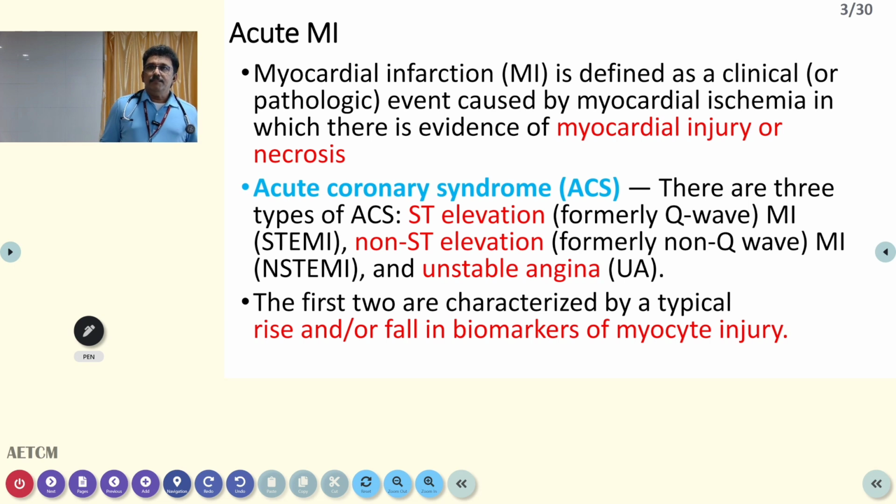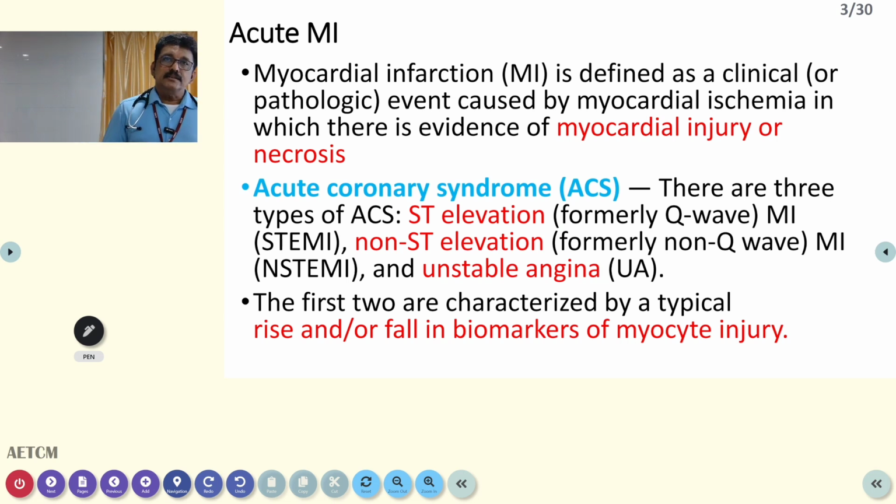Now, if you define myocardial infarction, it's a clinical event produced by myocardial ischemia in which there is evidence of myocardial injury or necrosis. How do you get evidence by clinical examination? That is not possible. Patient can have severe chest pain, palpitation, anxiety, fear, sweating. All these things you can get in both unstable angina and myocardial infarction. But in myocardial infarction, cardiac enzymes will be elevated. That is very important. Myocardial injury and death of the myocardial tissue will lead to elevation in the cardiac enzymes like troponin I, troponin T, CKMB, like that.